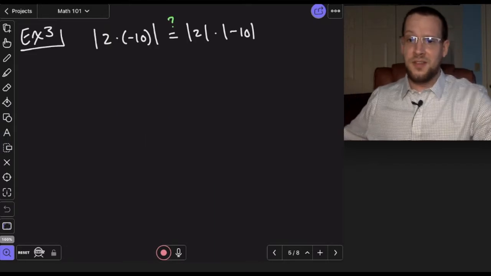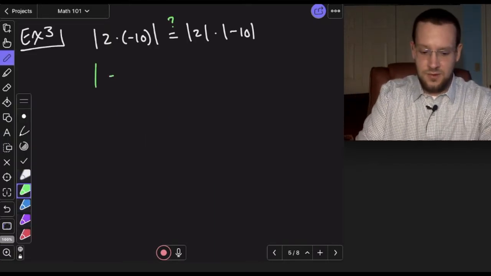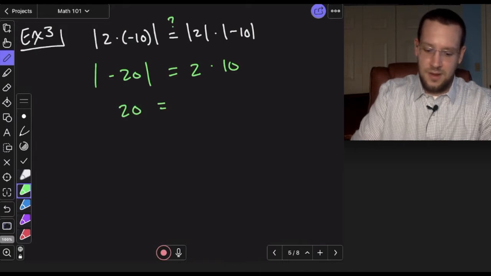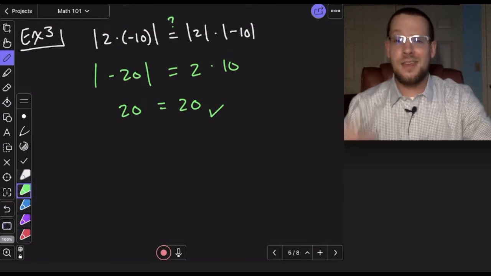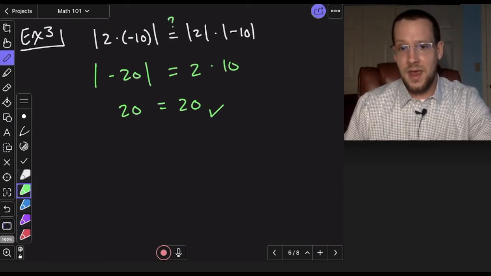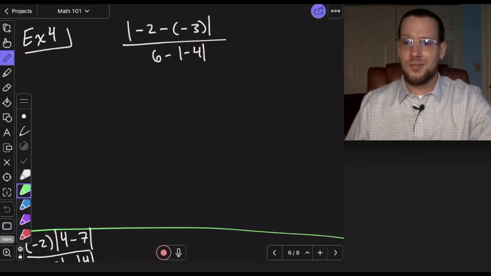What about multiplication though? How's that work? Let's see what's going on. We got 2 times negative 10, which is negative 20. So that's the absolute value. Absolute value of 2 is 2. Absolute value of 10 is 10. So absolute value of negative 20 is 20. Yes, this is a property that is always true. You can only break up absolute values over multiplication.